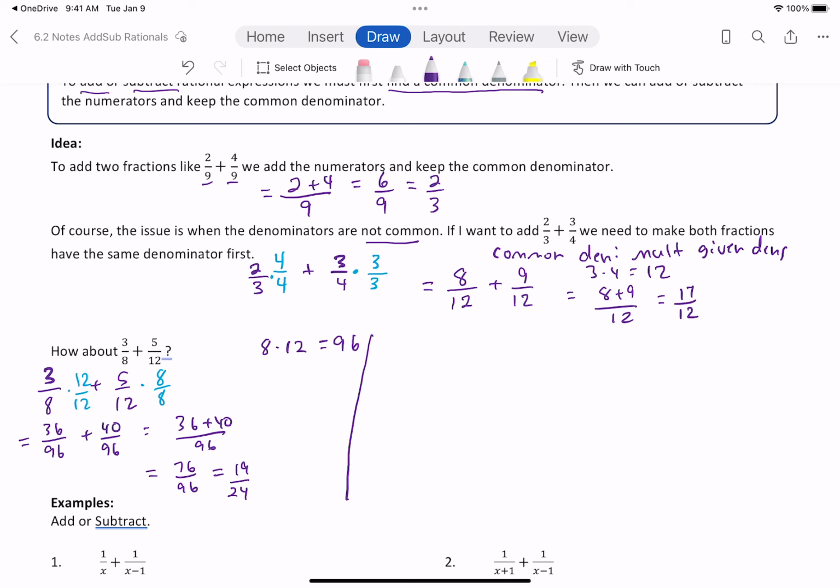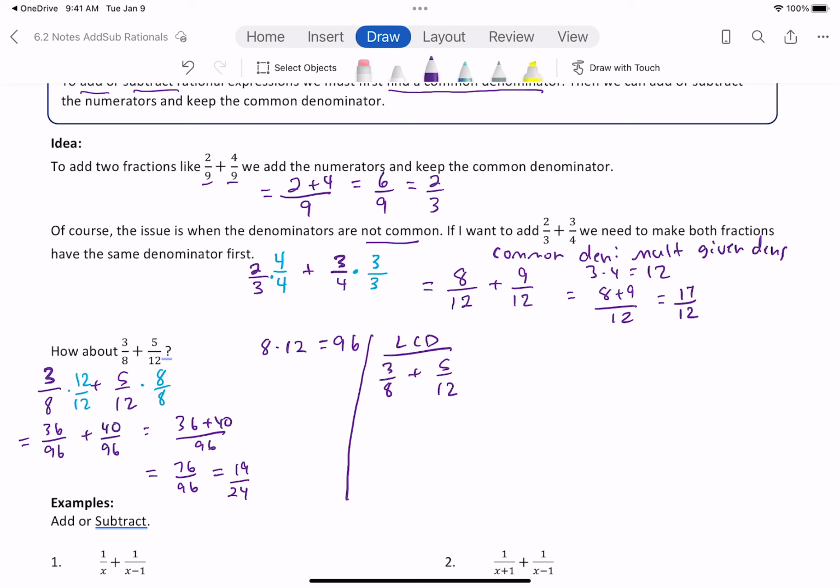But there is a simpler process, and of course you've heard us talk about least common denominators already. So the reason that that one was harder is because we found just a common denominator. If we find the least common denominator, it's a little bit more work up front, but it makes the problem that we have to deal with simpler, and that's certainly going to be the case with these rational expressions. So let's look at the 3/8 plus 5/12 again.